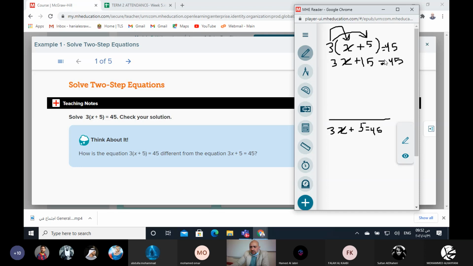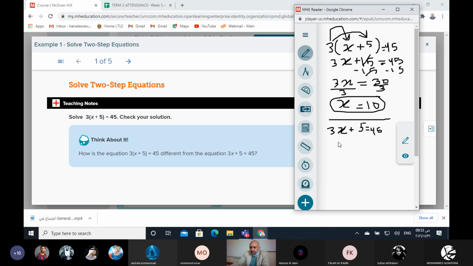The first step, try to remove 15. So subtract 15 from the two sides. Plus 15 and minus 15 will be 0. So it remains here 3x equal 45 minus 15 will be 30. Then the next step, take the coefficient and divide the two sides by the coefficient, divide by 3, divide by 3. 3x divided by 3 will be 1x means x, equal 30 divided by 3 will be 10.